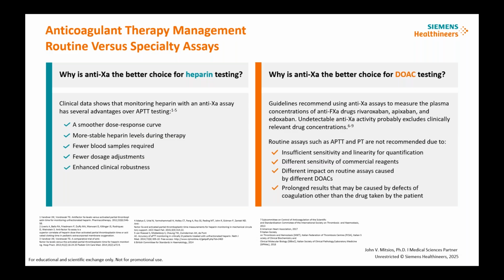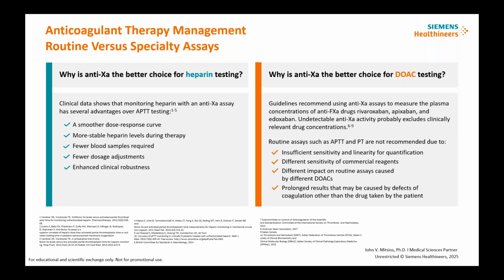But can we use our routine assays like PT and PTT? They're generally not recommended for assessing patients on DOAC because, one, there is insufficient sensitivity, and the linearity for quantitation is significantly impacted. So the more anticoagulant you have, you can have a prolonged PT or PTT, but again, that doesn't directly relate to how much of the anticoagulant is present. And I'll show some of those examples.